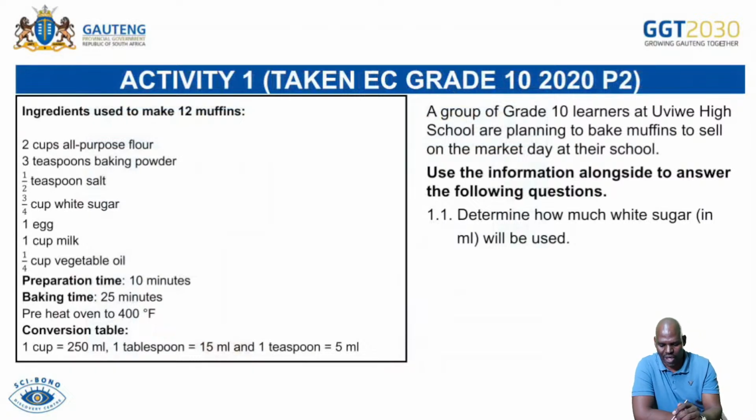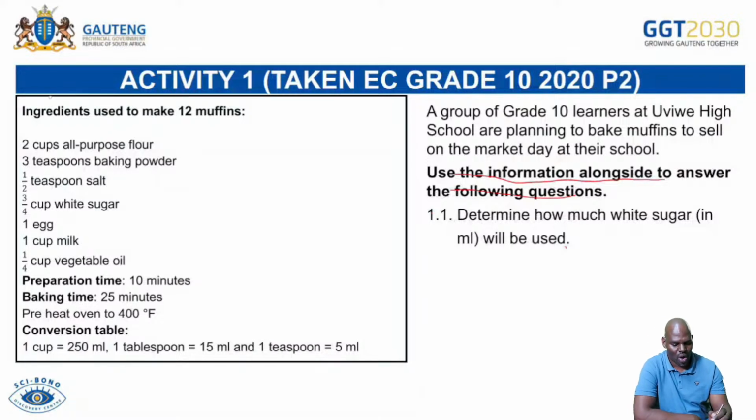Activity 1 says a group of grade 10 learners at Oviwe High School are planning to bake muffins to sell on the market day at their school. Use the information alongside to answer the following questions. 1.1. Boys and girls, you'll see how easy these questions are. Just imagine yourself writing this specific examination. If you were writing this as your examination, would you pass it? Determine how much white sugar in milliliters will be used.